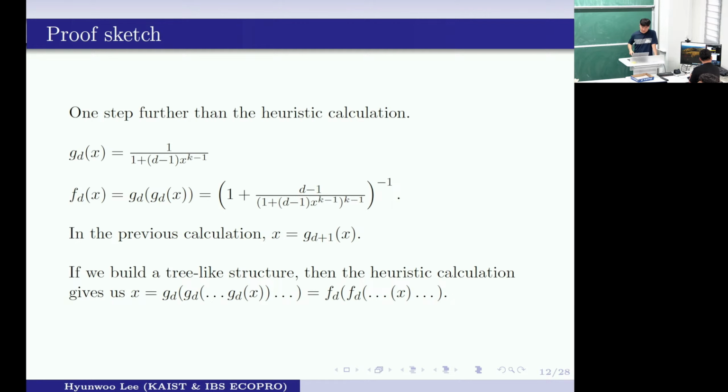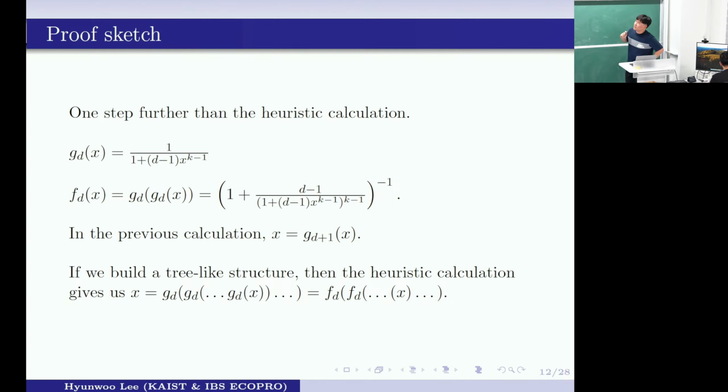Why can these things be done? Once we do one more step further, then this g_{d+1}(x) can be the same as again g_{d+1}(x). So this type of thing can happen. It is in some sense related to the convergence of dynamical systems.